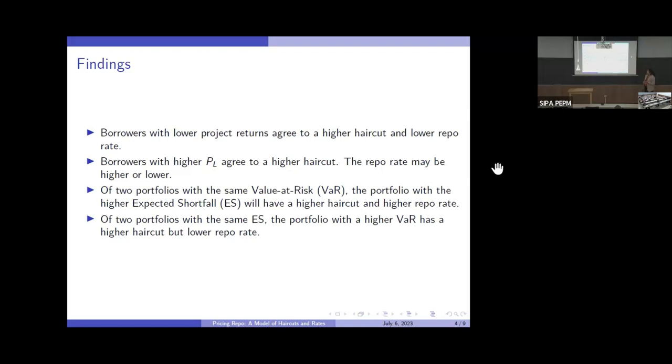Interestingly, the model says that the portfolio with a higher expected shortfall, keeping value at risk constant, will have a higher haircut and a higher repo rate. This is really interesting because now the haircut and repo rate are going in the same direction. Now, keeping expected shortfall constant, the portfolio with a higher value at risk has a higher haircut but a lower repo rate. So now we're going to take these predictions to the data.